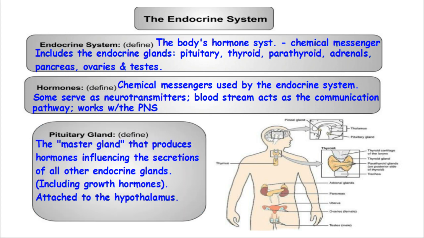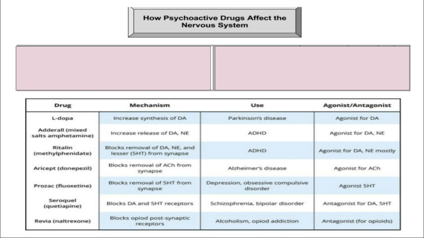Along with that, the pituitary gland is our master gland. For the most part, it produces the hormones, influencing the secretions of all the other endocrine glands. This includes our growth hormones, and it is also attached to the brain's hypothalamus. So in a way, it's testing our blood and determining when certain hormones are needed as far as being secreted and such.